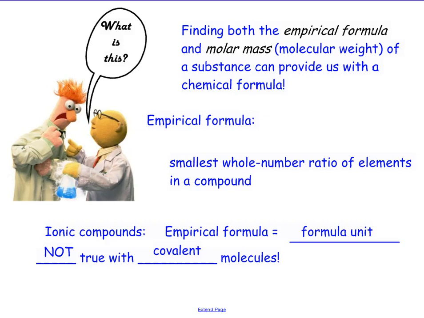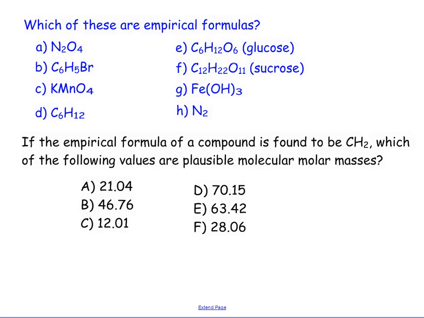Covalent molecules, on the other hand, have actual molecules. So the empirical formula and the actual formula could be very different. If we can find the empirical formula through experimentation, and we can find the molar mass through a different experimentation, we can find the chemical formula. Now, before we decide whether or not something's an empirical formula, we have to look at the chemical formula.